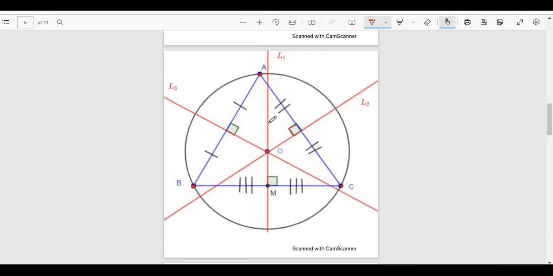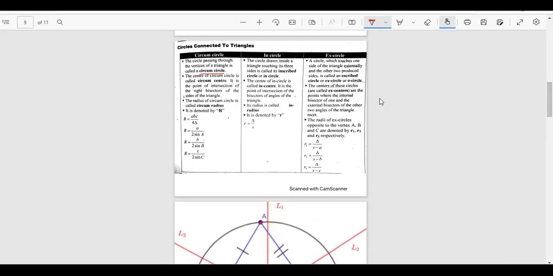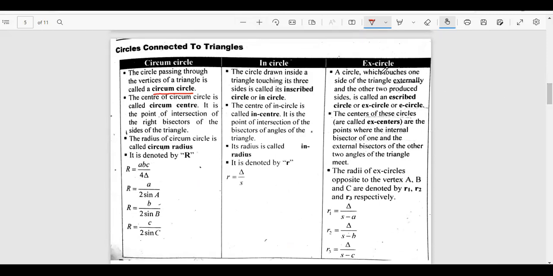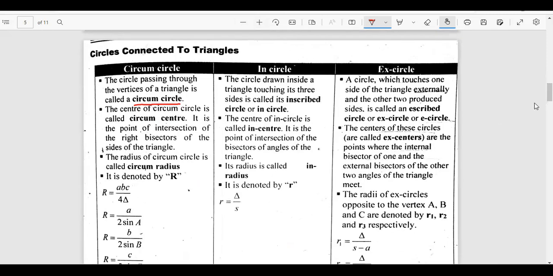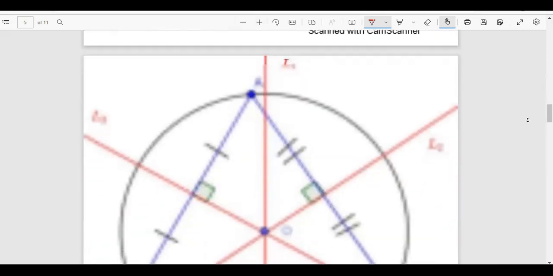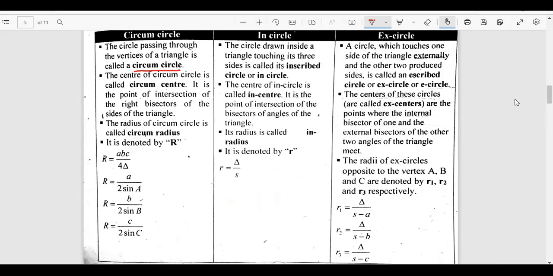Yes, any confusions with the circumcircle, the first type, Saad and Ahmed? Please feel free to ask me. No, ma'am. Okay, very good. And what about you, Ahmed? Yes, Ahmed. Okay. No. Okay. All right, so we are done with the understanding.